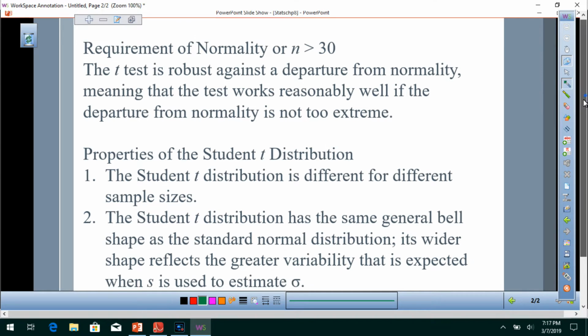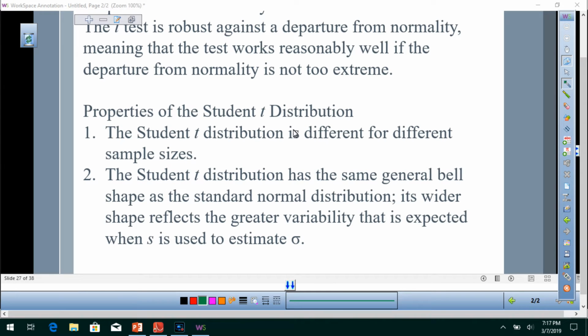Properties of the student t distribution. The student t distribution is different for different sample sizes. It has the same general bell shape as the standard normal distribution. Its wider shape reflects the greater variability that is expected when s is used to estimate sigma. In other words, when the sample standard deviation is used to estimate the population standard deviation.